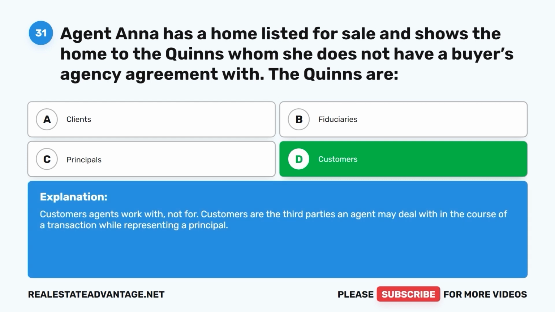Customers are those agents work with, not for. Customers are the third parties an agent may deal with in the course of a transaction while representing a principal.